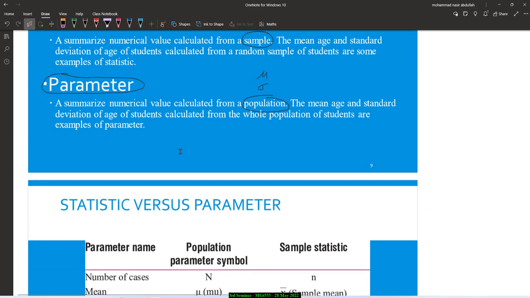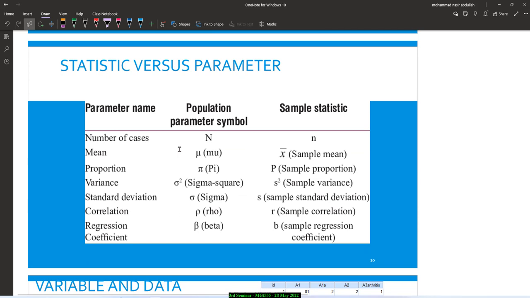So now let's look at statistic versus parameter. This is the population parameter symbol, and this is the symbol for sample statistics. Let's say we want to calculate the mean. The symbol for the mean for a parameter is mu.